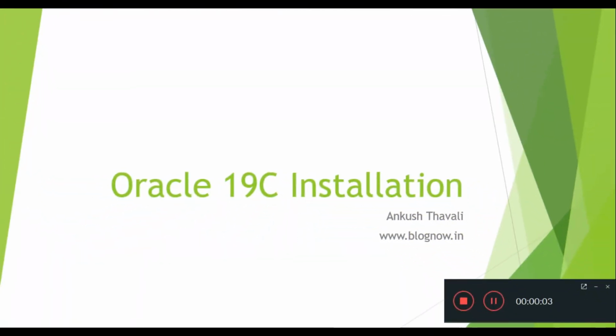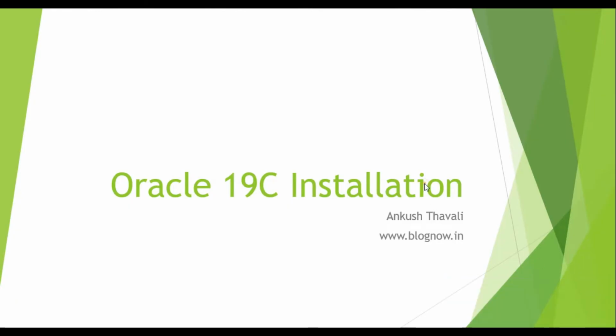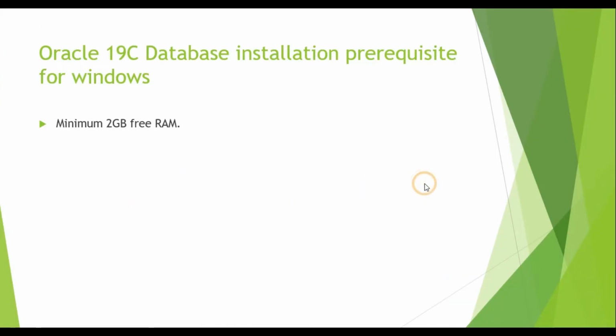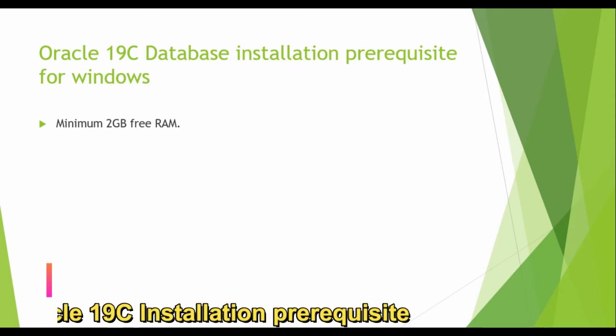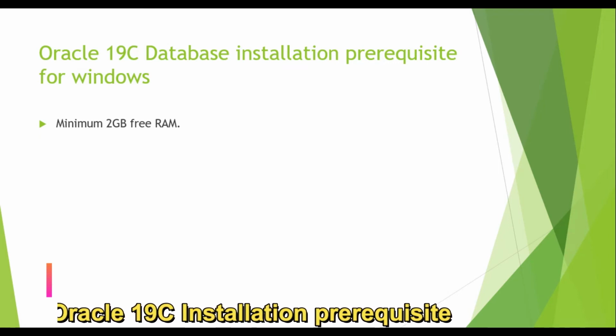Let us see the Oracle 19c installation prerequisites on top of the Windows operating system. The first prerequisite is related to RAM. A minimum of 2 GB of RAM should be available, which is free RAM. If you have a good amount of RAM available in your system or on your cluster, you will definitely see very good performance and a faster installation.